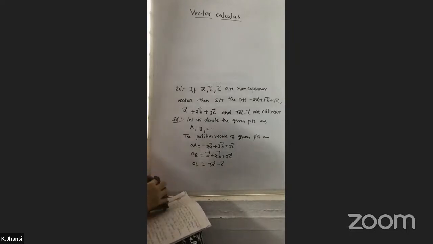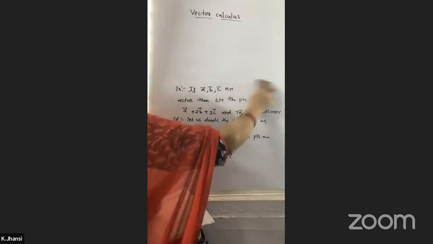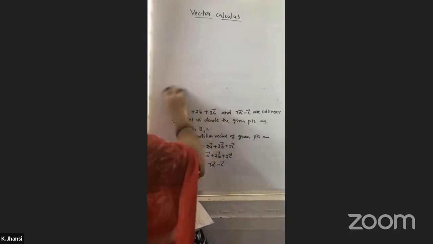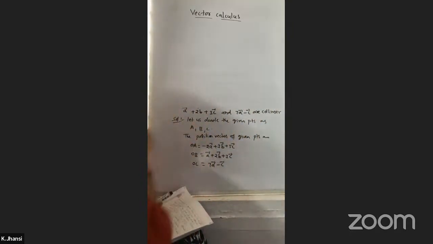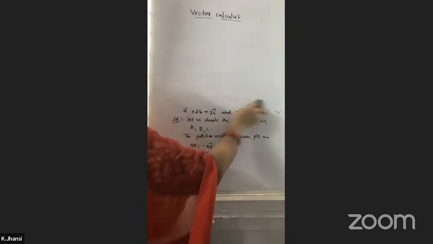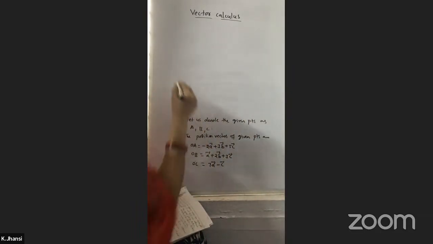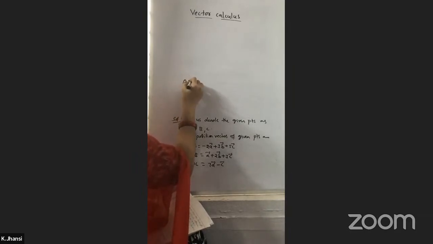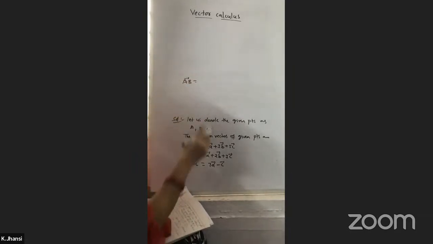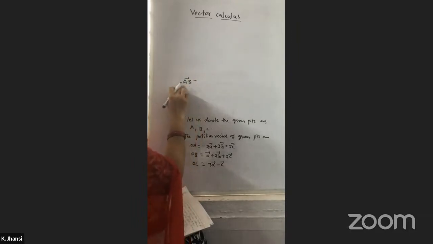So now we need to show that they are collinear. We need to find AB and AC. The representation of collinear vectors is that vector A should be equal to some scalar times vector B. So now AB equals, what is AB? AB is OB minus OA.